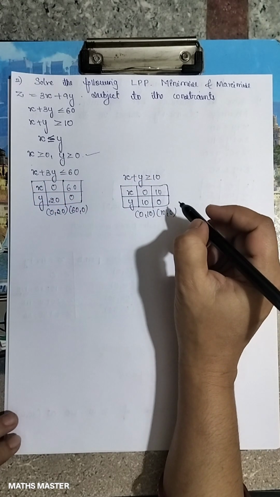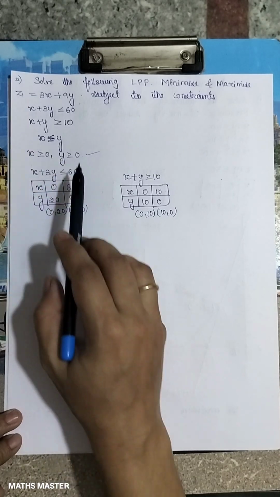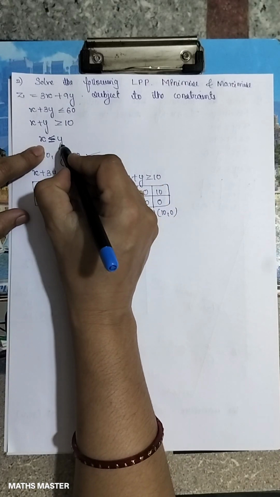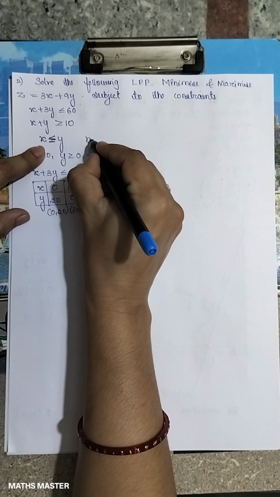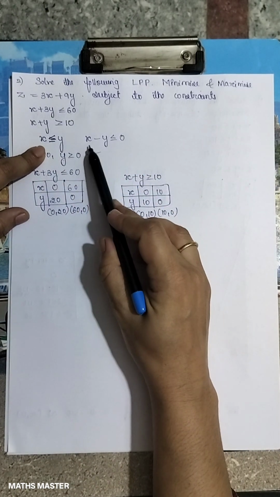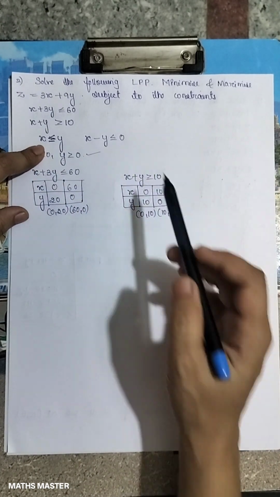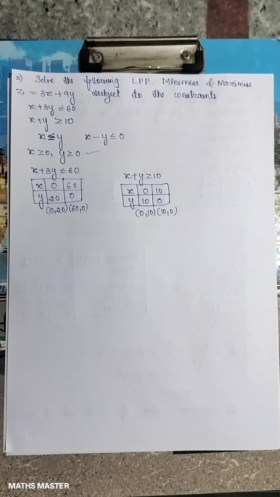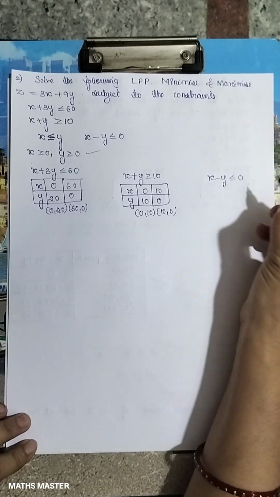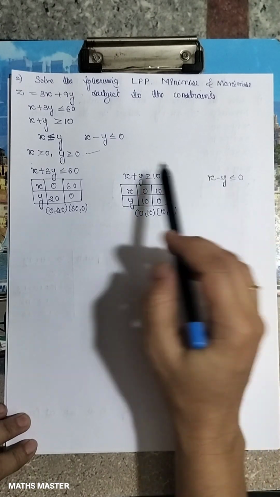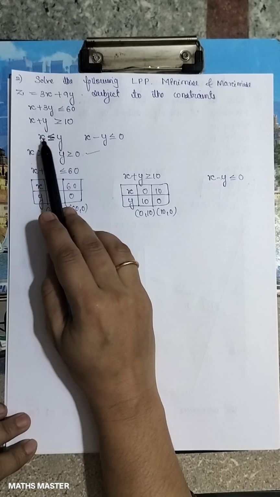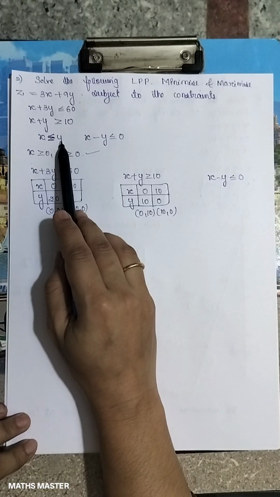In the previous problem we had only two constraints, so two tables we considered, but here we have one more: x is less than or equal to y. If you take y towards the left side, we will get the inequality x minus y less than or equal to 0. So we'll consider the third constraint, x minus y less than or equal to 0. Here, if you are able to see, x is less than or equal to y. Whatever is the x value, the same will be the y value.